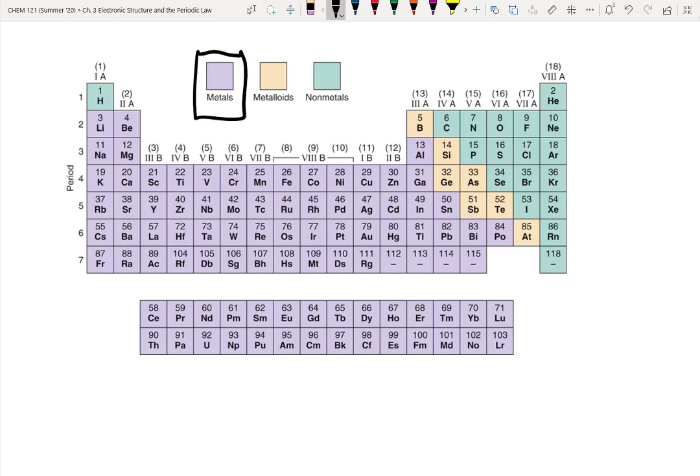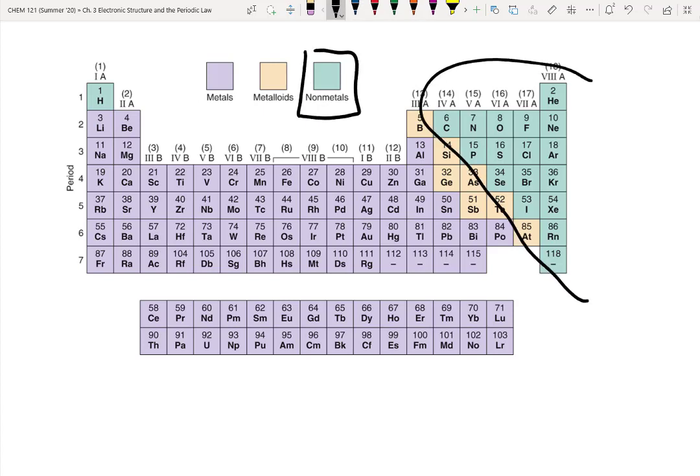So you can see all of the purple on the table. In fact, most of the elements on the periodic table are classified as metals. And then over here, we've got nonmetals. Nonmetals are primarily over in this corner, with the exception of hydrogen. Hydrogen's kind of this oddball over on the left.